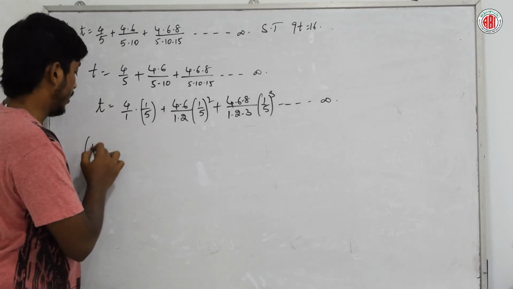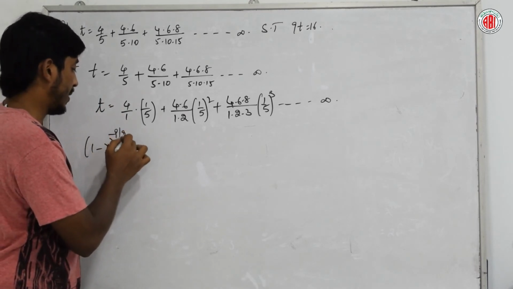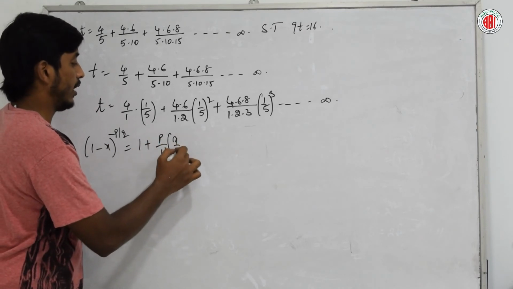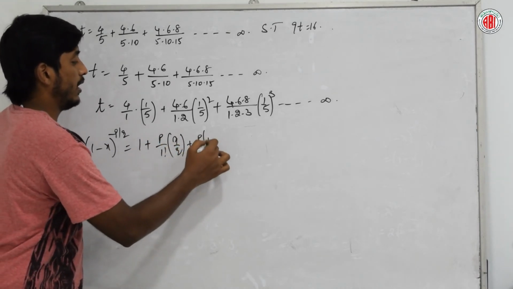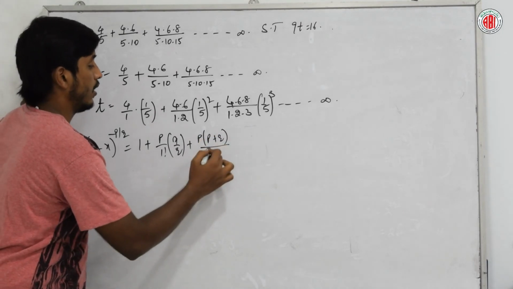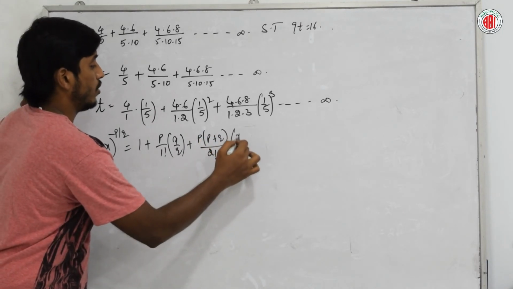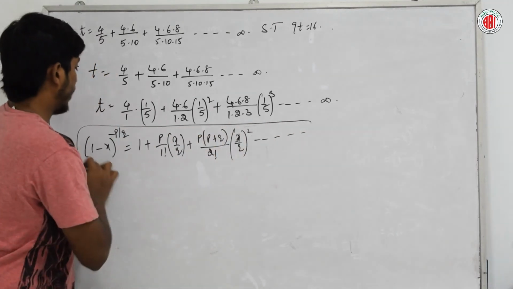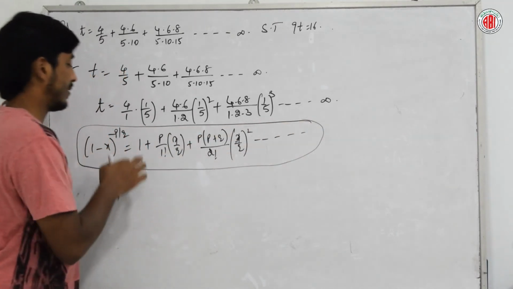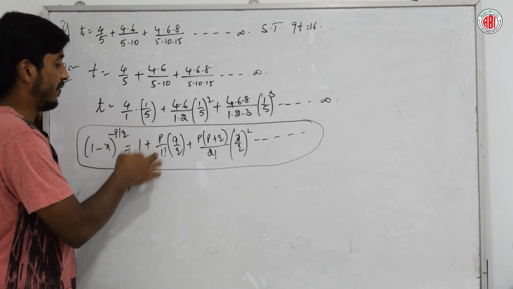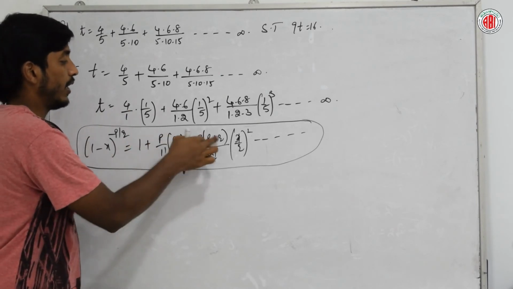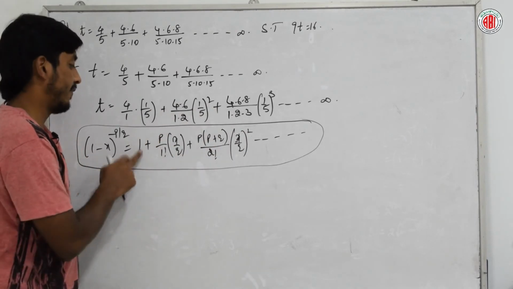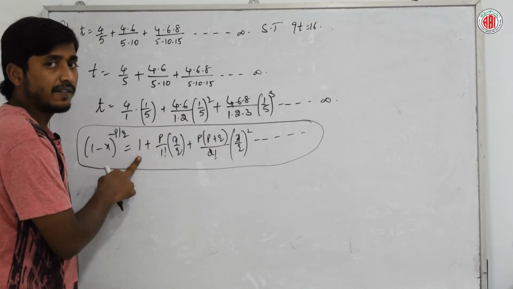Now again we have to compare it with our expansion. What is it? 1 minus x whole power minus p by q is 1 plus p by 1 factorial into x by q, plus p into p plus q by 2 factorial into x by q whole square and so on. Right? Again just check, here we have p by 1 factorial, that is 4 by 1, p into p plus q by 2 factorial whole square. Clear? So what is left? Again the same one is left, isn't it?